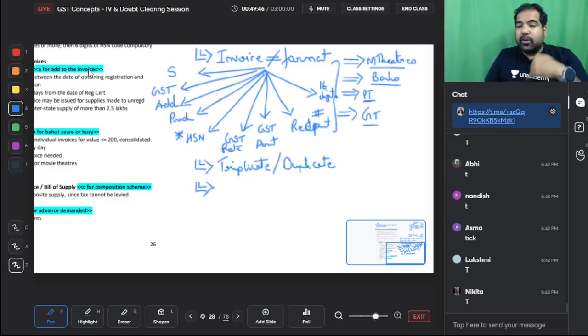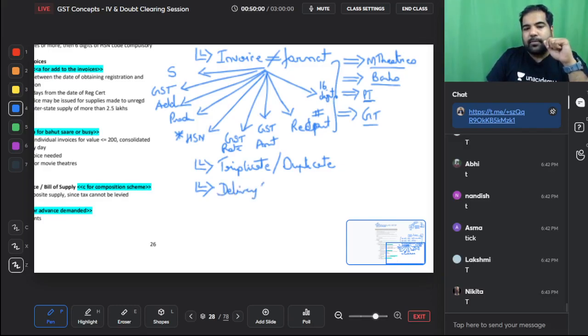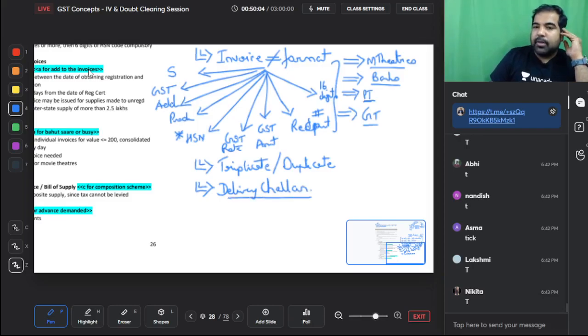There are some times when you're not making a supply. Example, you are sending the bike not for supply but to repair. You're sending the bike out for repair. So in such cases you can't issue an invoice, you will issue something called a delivery challan. Now delivery challan is very similar to the invoice, but when will you use delivery challan? When you are sending it for job work. Job work means repair, painting, etc.